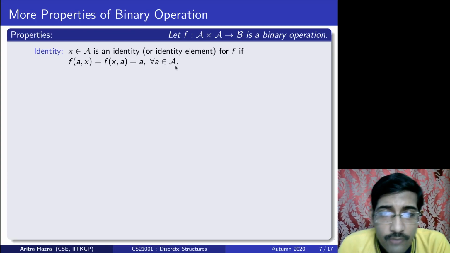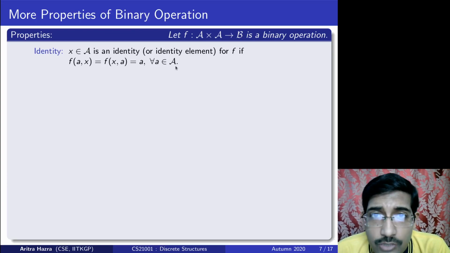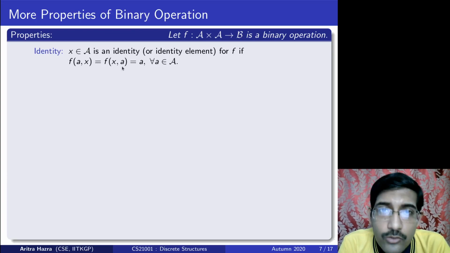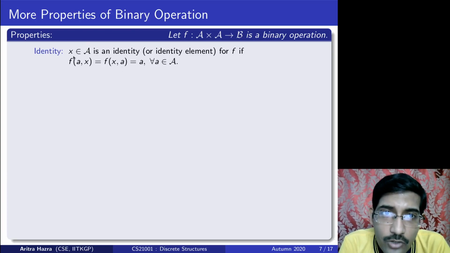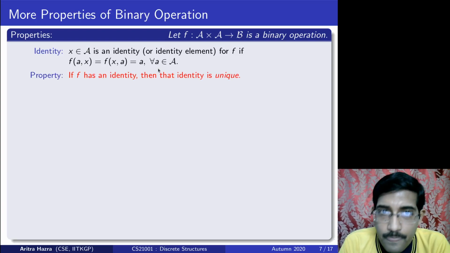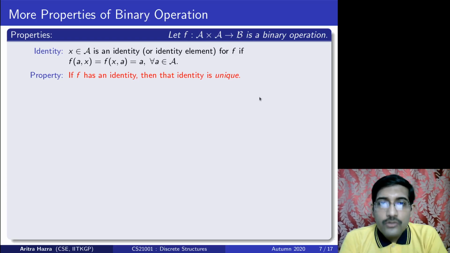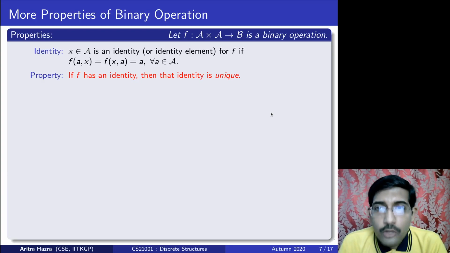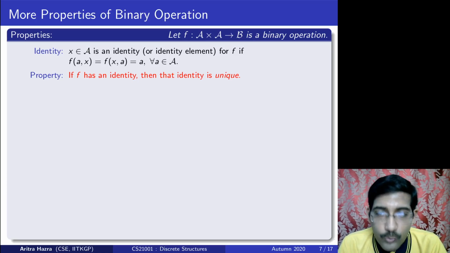For the addition binary operation, 0 is your identity element because x plus 0 equals 0 plus x equals x, or rather a plus 0 equals 0 plus a equals a. So 0 is your identity. For multiplication, 1 is your identity because a into 1, for any a, equals 1 into a equals a. If the operation has an identity, then that identity is unique. There cannot be two elements which are both identity elements.